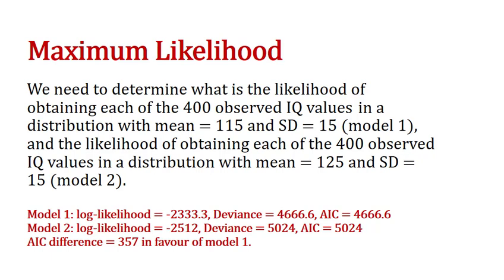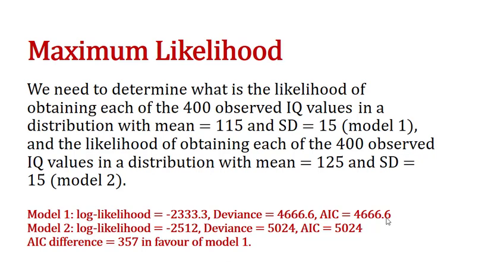And we use AIC to penalize for estimating parameters, but here we didn't estimate parameters. We fixed the parameters to 115 and 15, and 125 and 15, in the respective models. So because we didn't estimate parameters, we don't have to penalize any of the models. So the AIC is the same as the deviance. The difference is 357 in favor of model 1.